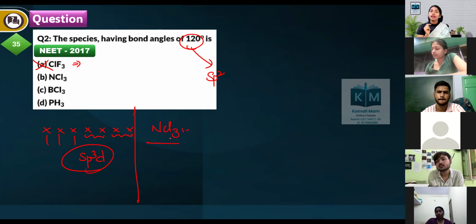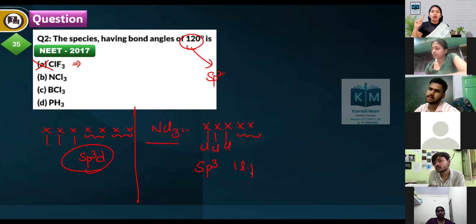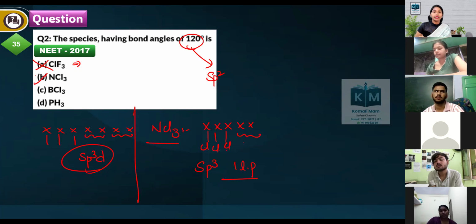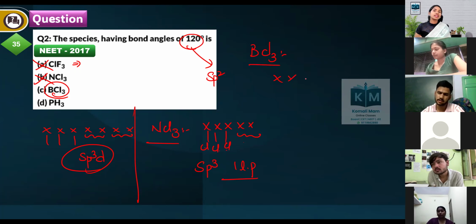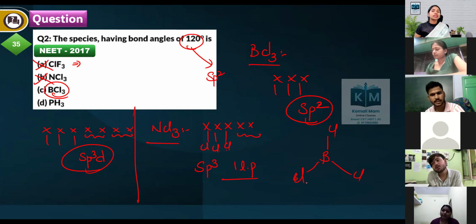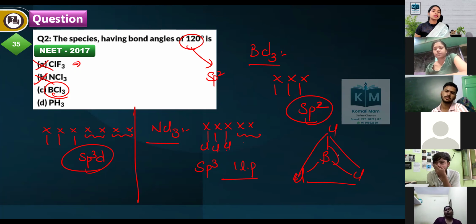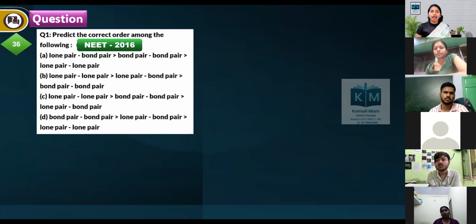Now NCl3: nitrogen has 5 electrons, 1, 2, 3, 4, 5. Each chlorine forms 1 bond and there is a lone pair. So 1, 2, 3, 4: sp3 with 1 lone pair, not 120 degrees. It deviates, being less than 109 degrees. Next, BCl3. Boron has how many electrons? 3 electrons. Each chlorine forms 1 bond. Steric number 3, sp2. The sp2 bond angle is how much? Total 3 atoms, 360 divided by 3 is 120. So 120 is the bond angle. Option 3 is the correct answer.